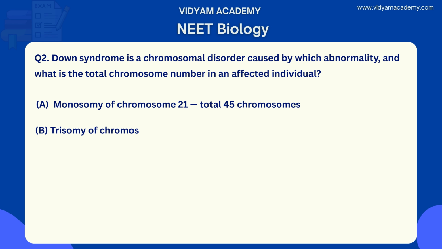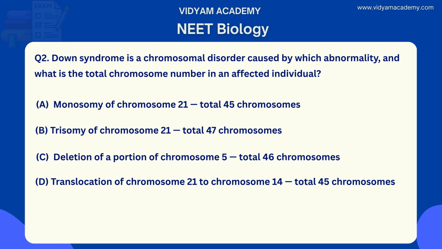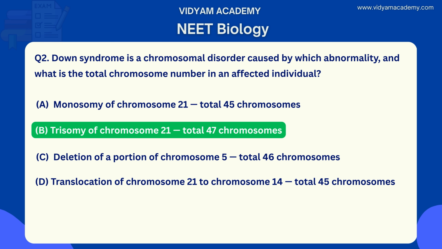Option B, trisomy of chromosome 21, total 47 chromosomes. Option C, deletion of a portion of chromosome 5, total 46 chromosomes. Option D, translocation of chromosome 21 to chromosome 14, total 45 chromosomes. So what is the right answer for this question? Yes, the right answer is again option B. Trisomy of chromosome 21, total 47 chromosomes.